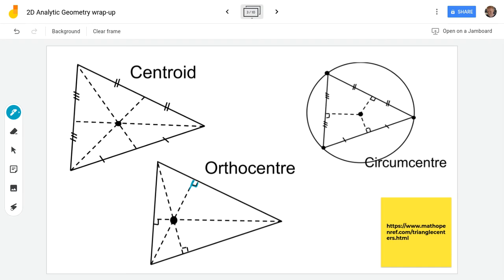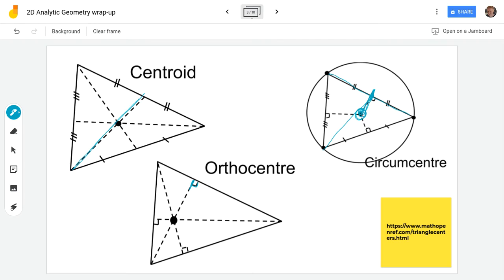So it's the intersection of the three altitudes. Then the circumcenter up here is the intersection of the three perpendicular bisectors of the triangle. So you take each of the sides, you find the midpoint, and then instead of joining the midpoint to the opposite vertex like you do for the centroid, you take the perpendicular bisector of that. So it has to meet at 90-degree angles from the midpoint. Do that with all three, and again, you get this thing called the circumcenter.